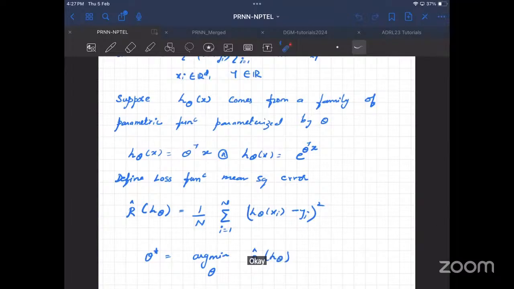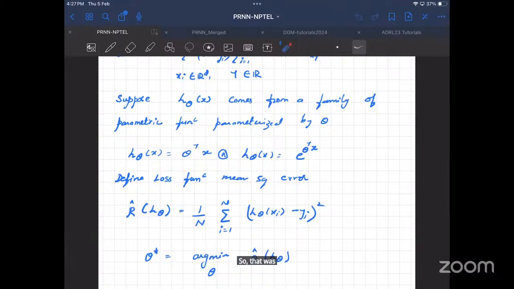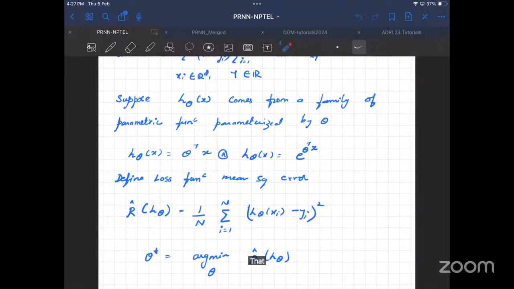Okay. So MAP estimate, non-parametric, that is week 5. It will come. I was thinking that it is like a loop: I take an assumption, I come to the risk minimization, I think it is not a good function, then I again change the assumptions. That is what I was thinking.